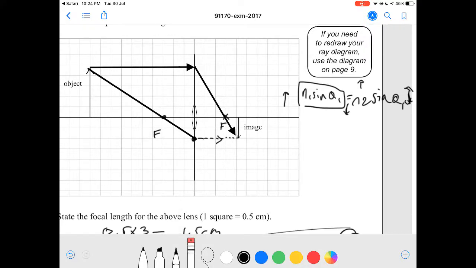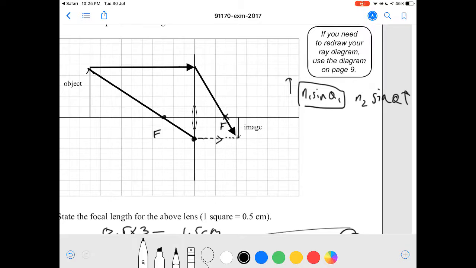Oh no, it's going from glass to air. Sorry guys, I've been thinking about this the wrong way this entire time. So we're going from glass to air, so that's going to stay the same. If we increase the N1, then this will become higher. Yeah, okay, I've got it now.